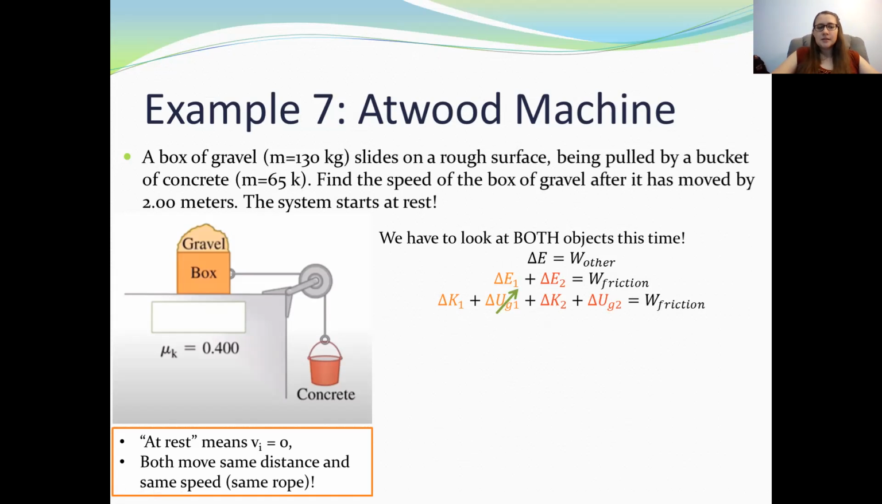Well, this box, since it's sliding across the table, if we choose the table to be our 0 point, that can make the math pretty simple. You could choose another point to be your 0 point if you'd like to. But no matter what your 0 point is, this box of gravel is moving horizontally. So there's no change in the height at all, which means there's no change in the gravitational potential energy. So we can automatically ignore that for the box of gravel.